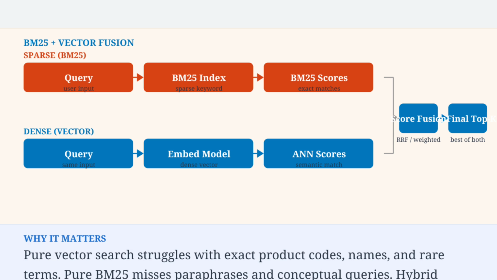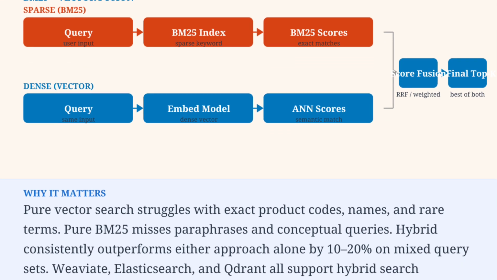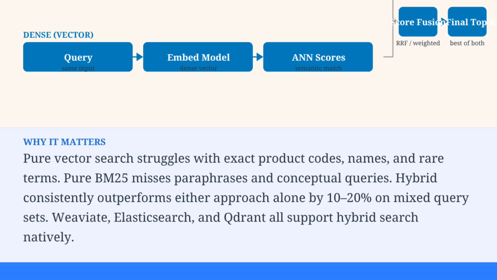Weaviate, Elasticsearch, and Qdrant support this hybrid search. Dense handles intent, sparse handles precision. Together they cover each other's blind spots completely.